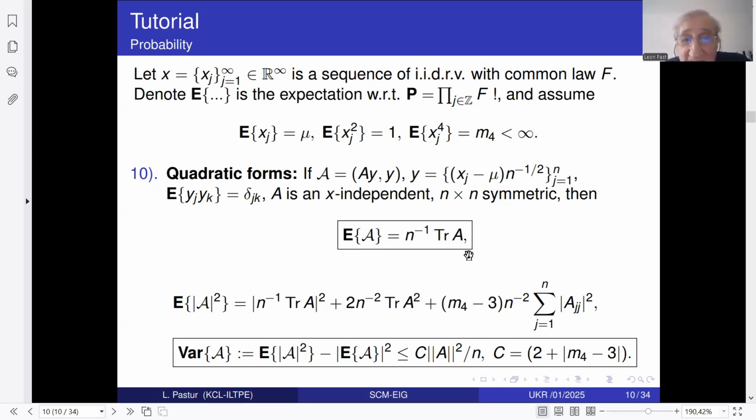And then the two assertions which I leave for the exercises are the following. By using the fact that you have this expectation, it's easy to prove that the expectation of the quadratic form is just the normalized trace of matrix A. And it is a bit less trivial to prove that the expectation of the absolute value squared is written here. This is why I need the fourth moment, you see?